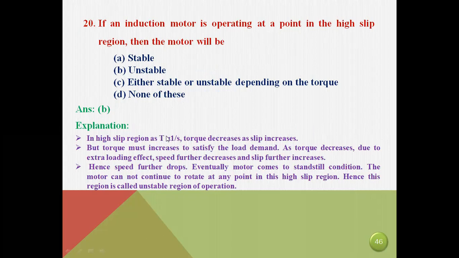In the high slip region, torque is inversely proportional to the slip, so torque decreases as slip increases. But torque must increase to satisfy the load demand. As the torque decreases due to the extra loading effect, speed decreases further and slip increases. As the speed drops, the motor comes to a standstill condition and does not continue rotating. At that time, we call that region the unstable region.